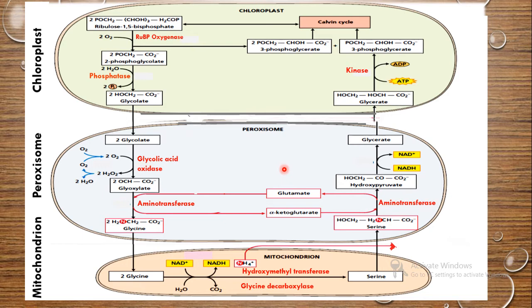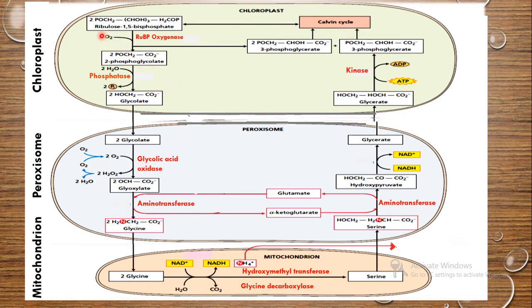In this process, 3 cell organelles were involved. One is chloroplast, next peroxisome, and next mitochondria. This photorespiration process starts from chloroplast and continues with peroxisome, then mitochondria, and at last ends in chloroplast.